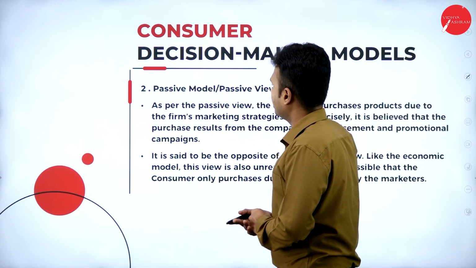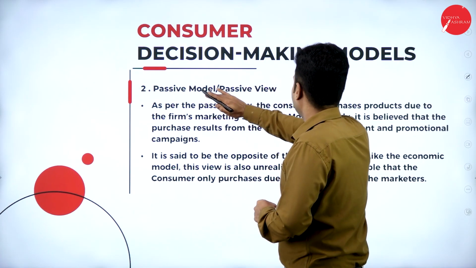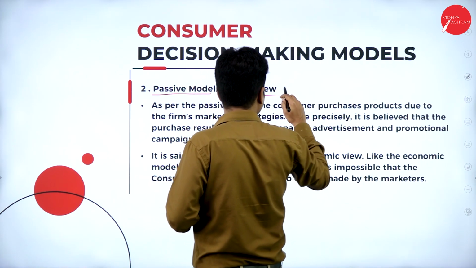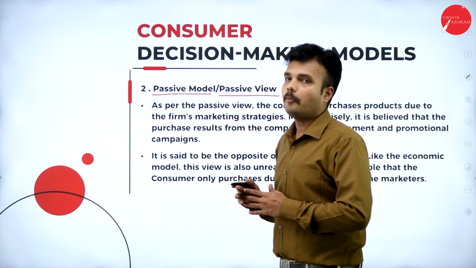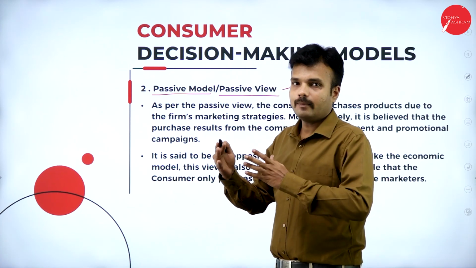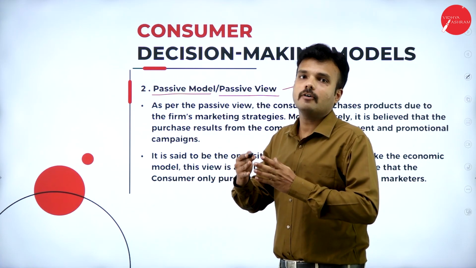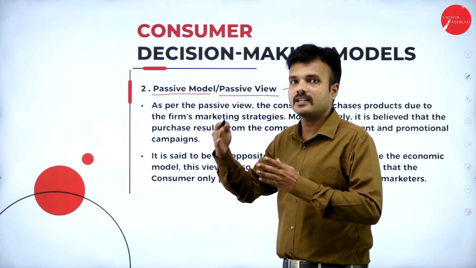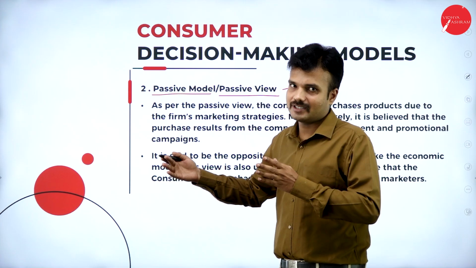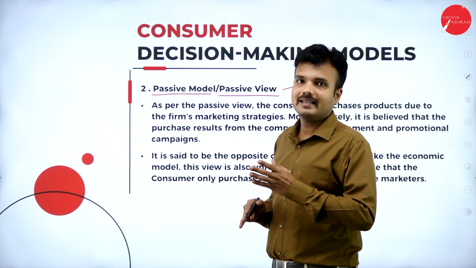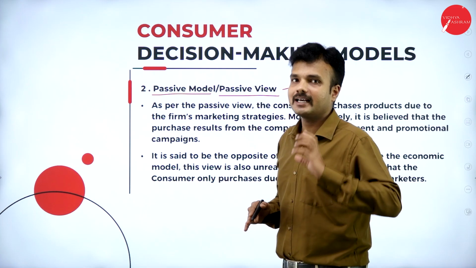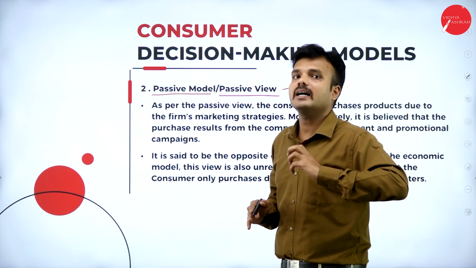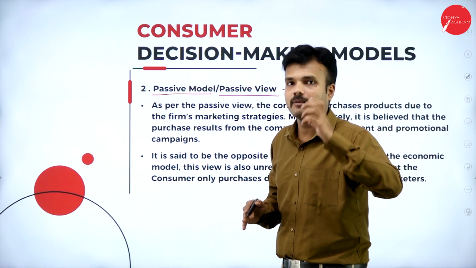This is the second model, the passive model or passive view, right? So this is the second model of the consumer decision making process. Here this model is opposite to the economic model. In the economic model, the customer gets aware of the pros and cons of the product, and based on his experience of that particular brand or product, he may make a purchase decision. In this passive model, a customer is not at all aware of the product. The customer only makes a purchase decision based on the brand image, the advertising activity, and the marketing activity of the particular product.